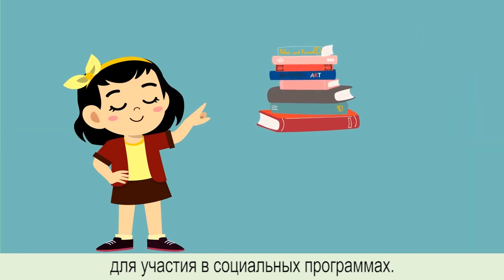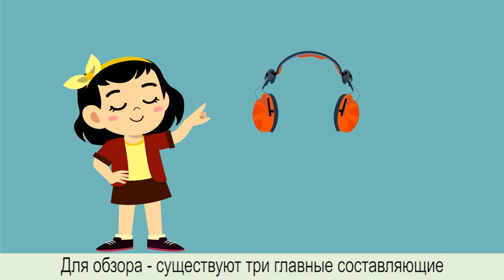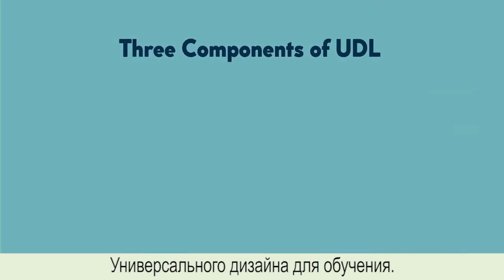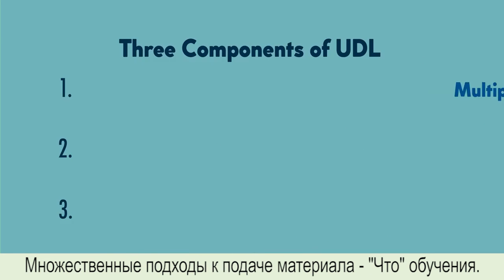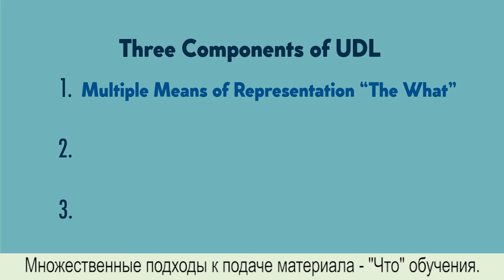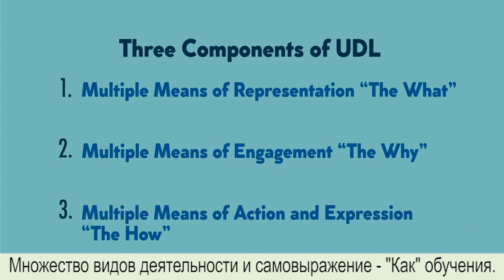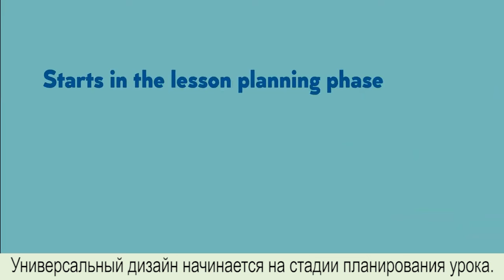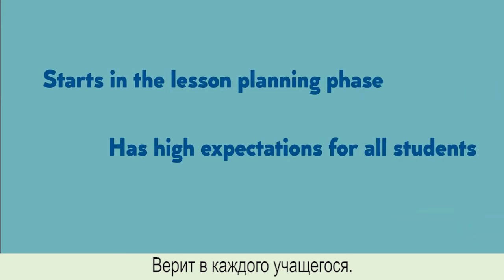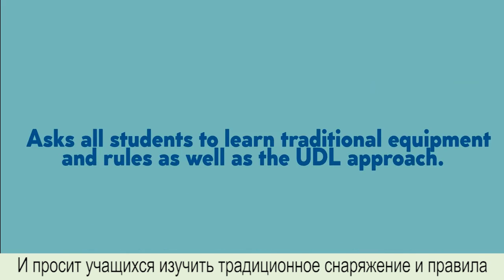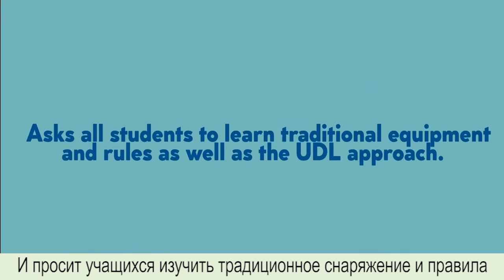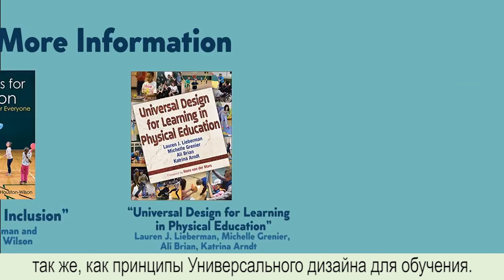involved in community programming. To review, there are three main components of UDL: multiple means of representation, the what of learning; multiple means of engagement, the why of learning; multiple means of action and expression, the how of learning. UDL starts in the lesson planning phase, has high expectations for all students, and asks all students to learn traditional equipment and rules as well as the UDL approach.